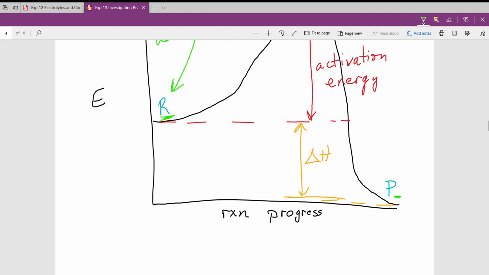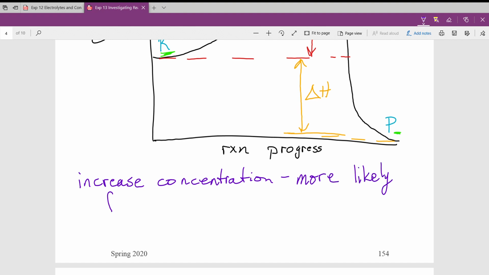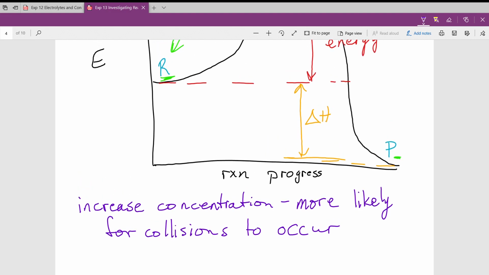The other thing we can do is increase concentration. Now you might say to yourself, well, that doesn't add energy. But if we increase concentration, what does that do? Well, that just makes it more likely for collisions to occur. And statistically speaking, if more collisions occur, then more will have enough energy for that reaction to occur.